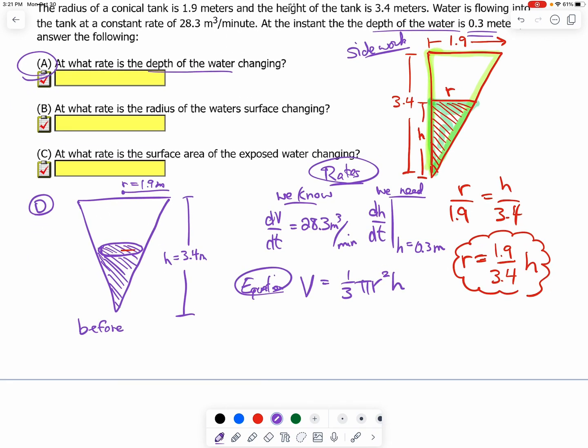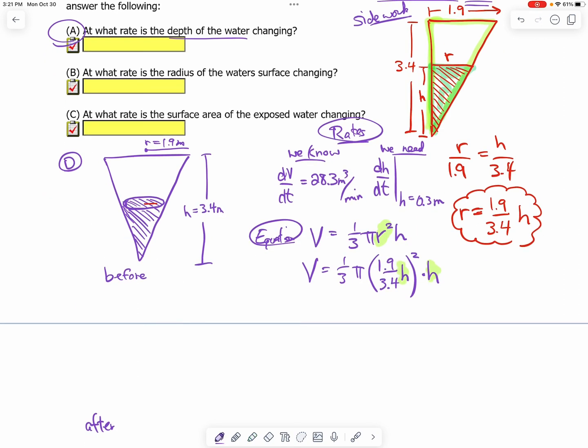Where V equals 1/3 pi R squared H, I'm going to substitute that. So now I know that I'm going to have V equals 1/3 pi, and I'm just going to have 1.9 over 3.4, squared, times H squared times H. I do that because now I have just one variable. That's going to be handy.